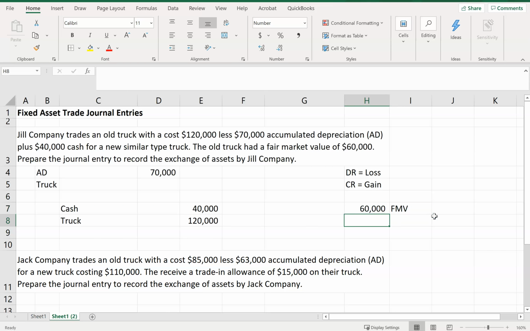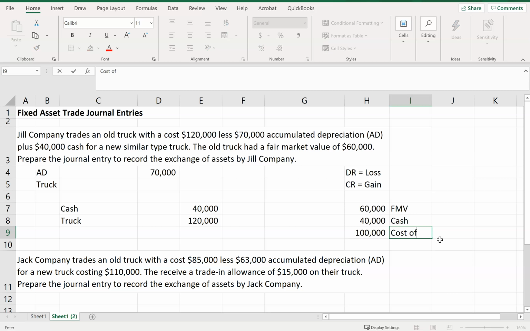So that's what we're giving them, our old truck, which is worth $60,000, and we're giving them the cash, $40,000 of cash. So we're giving up in total $100,000. So this is the cost of our new truck. This is really what we had to give up in order to acquire the truck. So the cost of the new truck is $100,000.